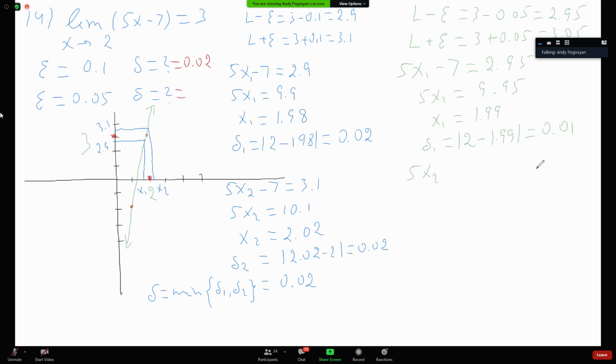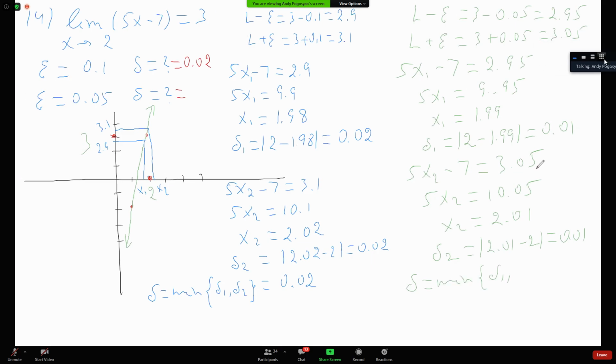Now 5x2 minus 7 is 3.05. So 5x2 equals 10.05. x2 equals 2.01. So delta 2 is 2.01 minus 2, 0.01. Now delta equals the minimum of delta 1, delta 2, which is 0.01.